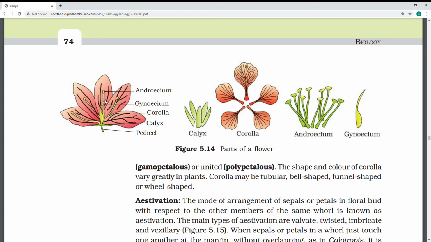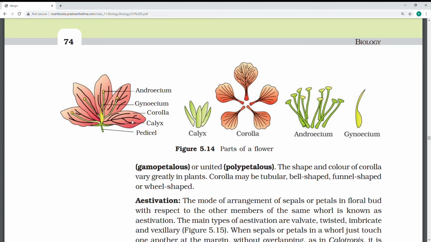These many are there. Those are stamens. This is the anther, that is called androecium. The center, you see the thick portion which is there, this is the gynoecium. This part has ovary and ovule.